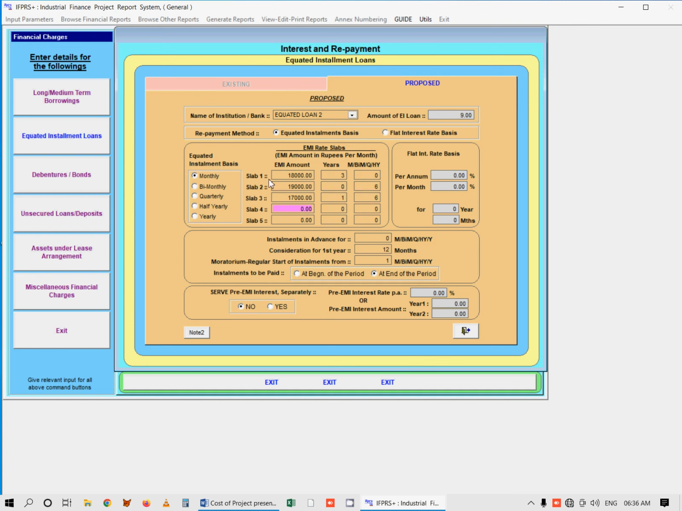Then you could state the starting point, say starting in September, starting point as 5th month, moratorium period, pre-EMI interest working, etc.